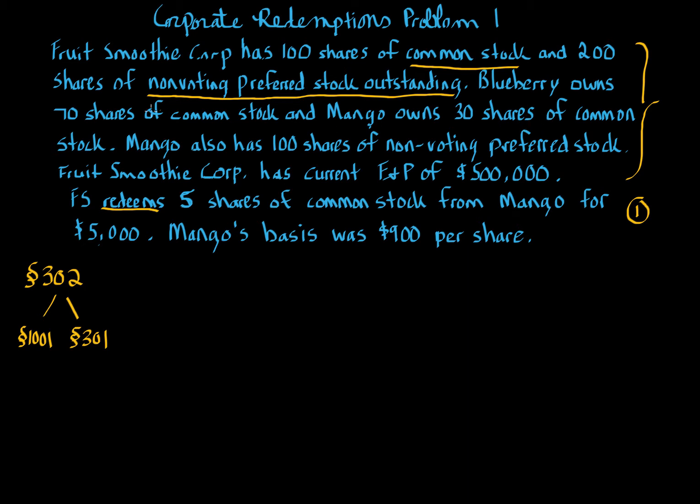So we're only going to worry about the 70 shares of common stock that Blueberry owns and the 30 shares of common stock that Mango owns. Because all the tests that look at whether it's treated as a Section 1001 sale or exchange or Section 301 distribution, those 4 tests, they all focus on the common stock, voting and non-voting, but again, on the common stock. So the preferred stock in this problem that Mango owns and the total preferred stock, that's a red herring. It's not relevant to this problem. Keep that in mind. Okay, so let's go through the 4 tests.